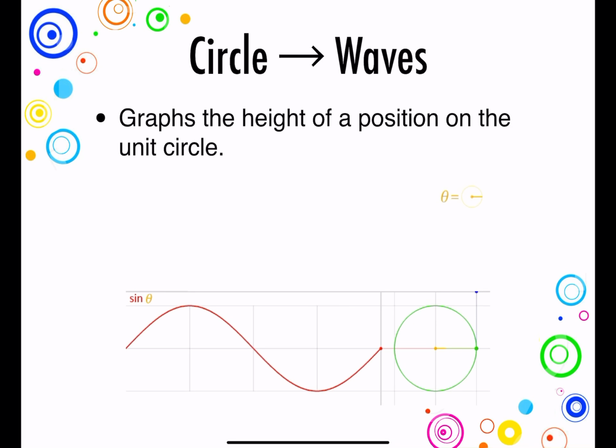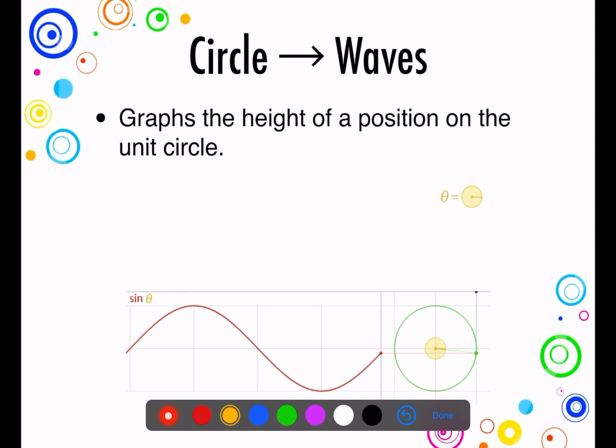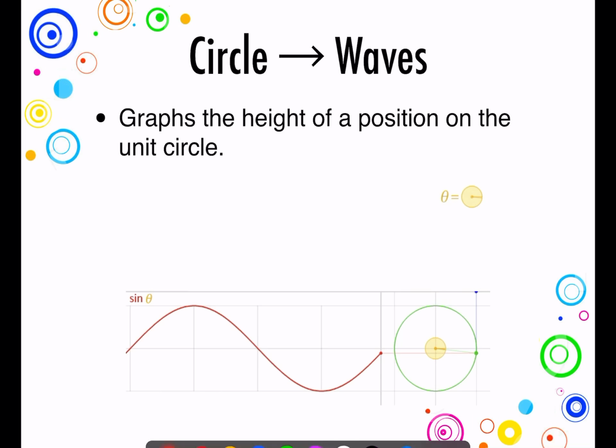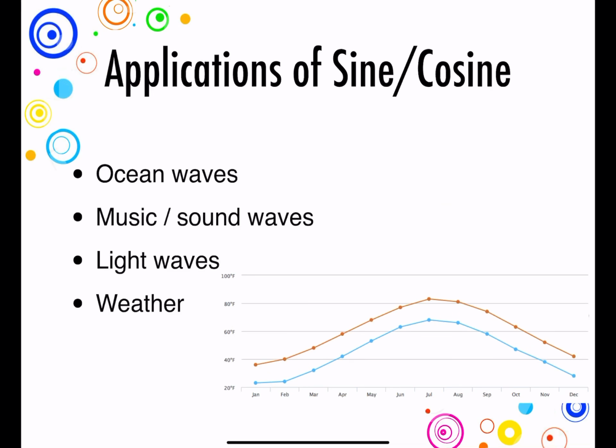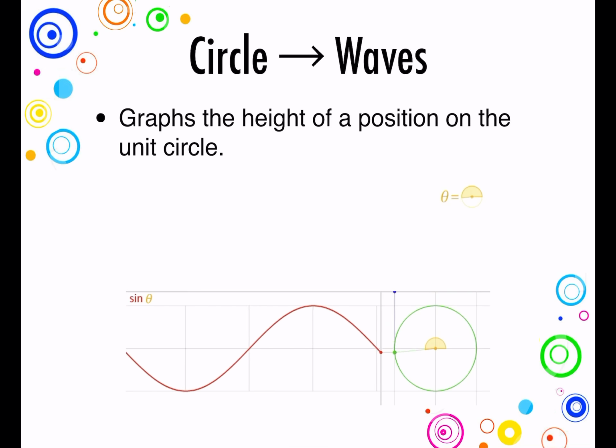All right, so the question really is, how do circles become waves? What you'll notice in this diagram is the dot that you see here is tracking with a position on the circle. So when we're creating sine and cosine waves, we're really just graphing the height of a position on a unit circle.